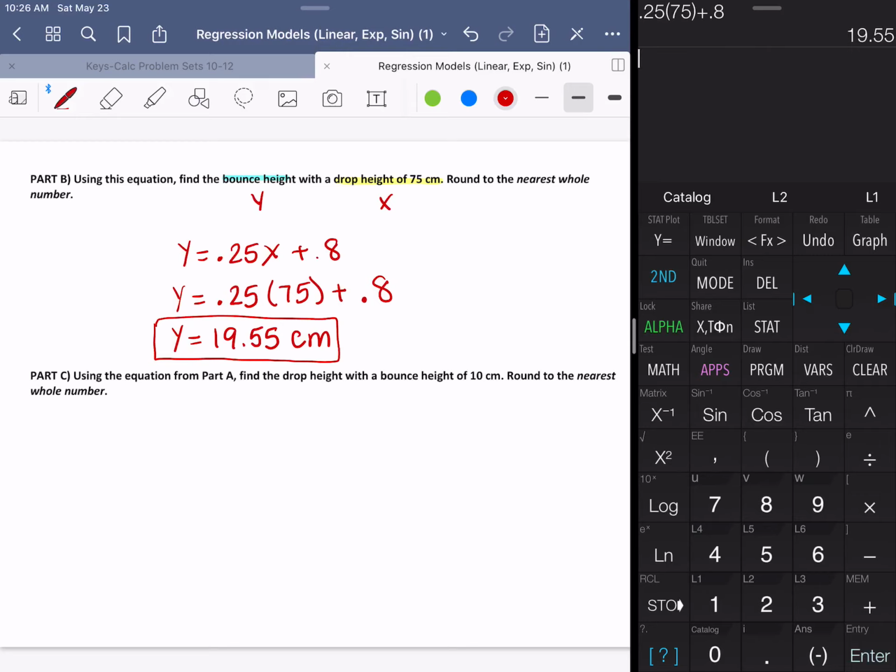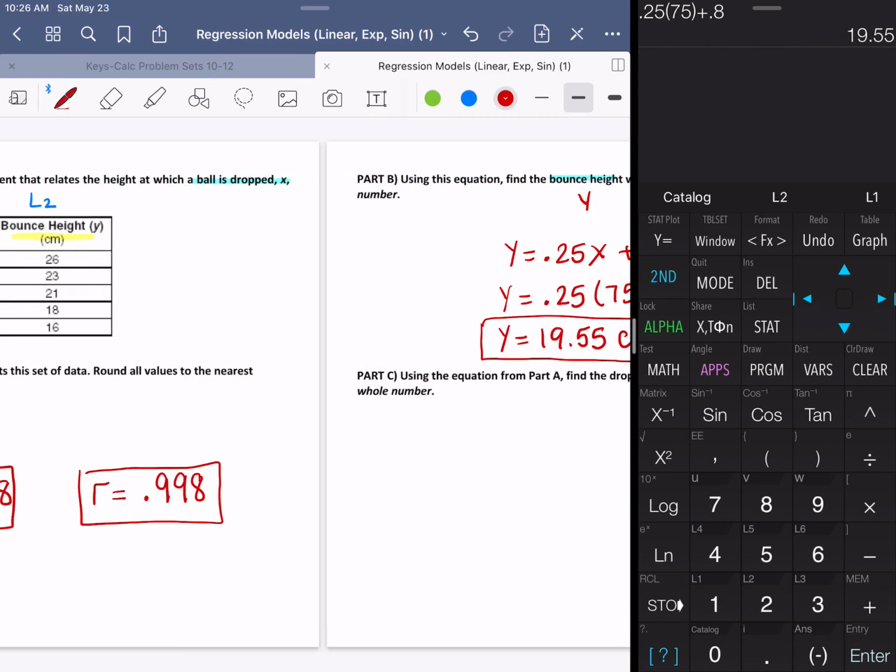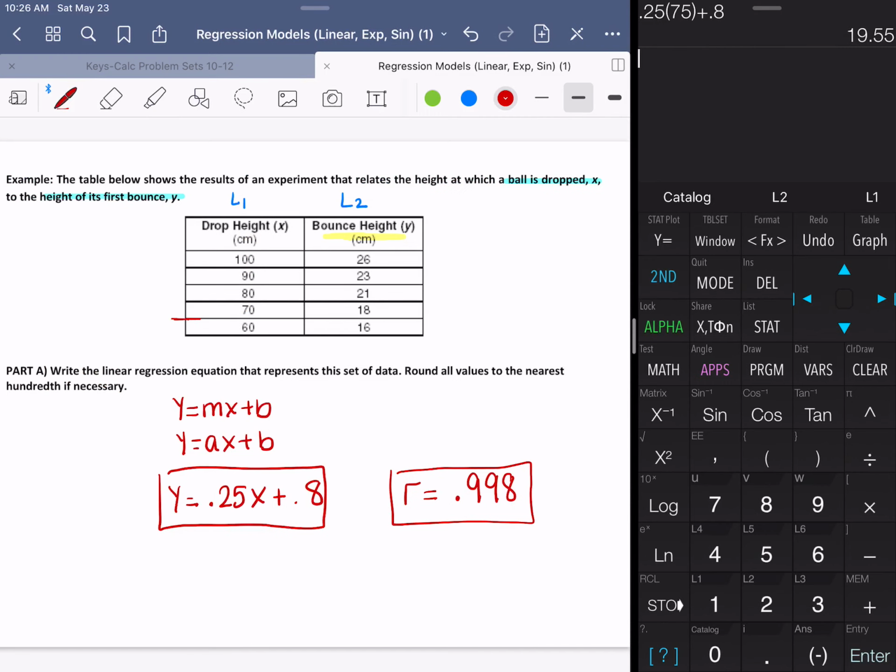And we could use our table of values here to estimate that. If I have a drop height of 75, wouldn't 75 be somewhere around here, between 60 and 70? So 75 would be probably right here. That would be a drop height of 75. Therefore, my bounce height would have to be somewhere in between 21 and 18. So we're good. We got about 19.55, so that works nicely.